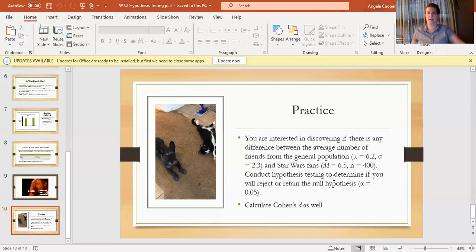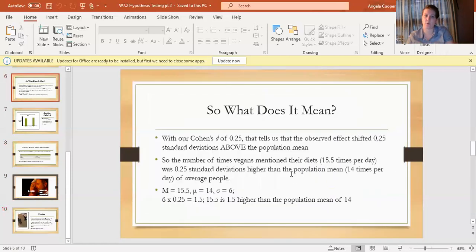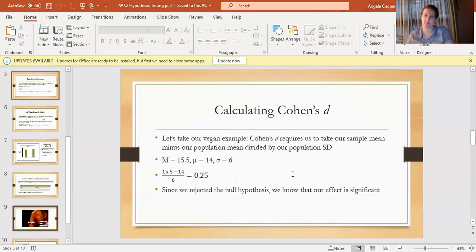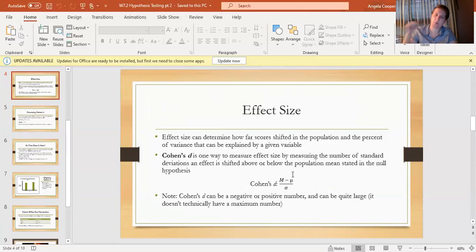Now, I threw my board to the side, but we need to calculate Cohen's d as well. Remember that the formula for Cohen's d, right there, is sample mean minus population mean divided by the population standard deviation. So in order to calculate Cohen's d, we're going to take our sample mean of 6.5 minus our population mean of 6.2 and divide it by the standard deviation of the population, which is 2.3.